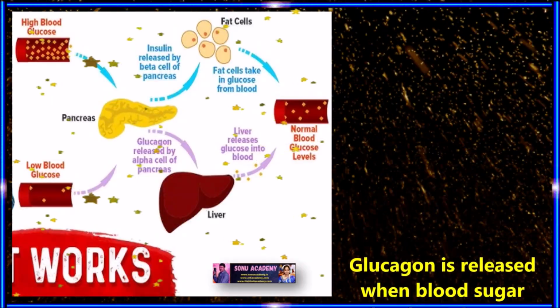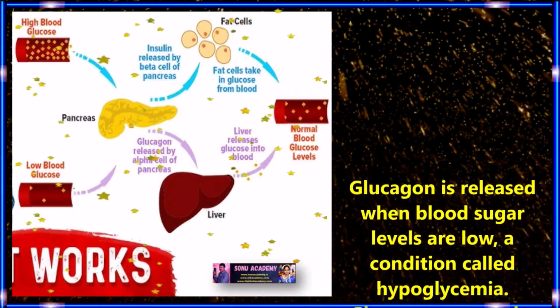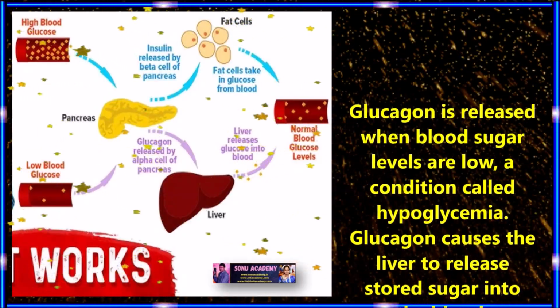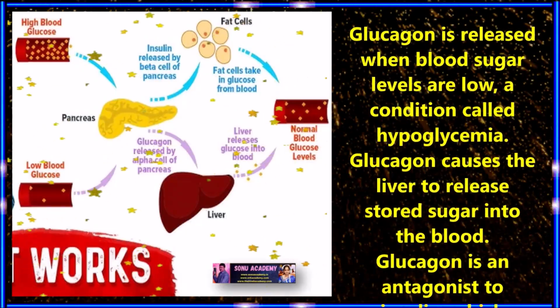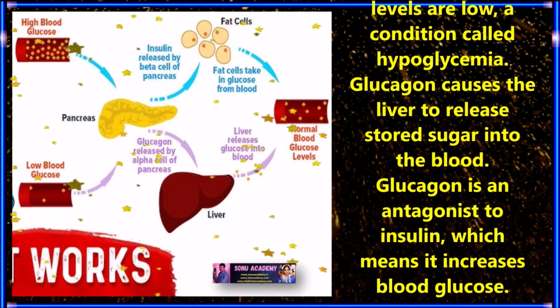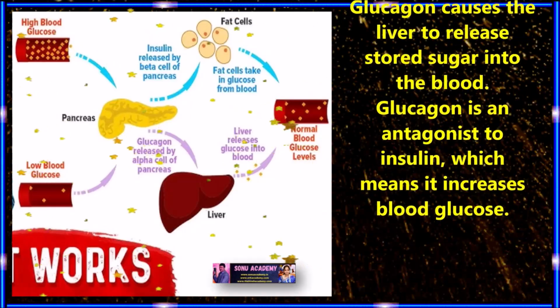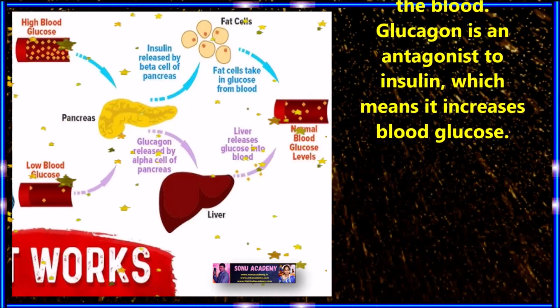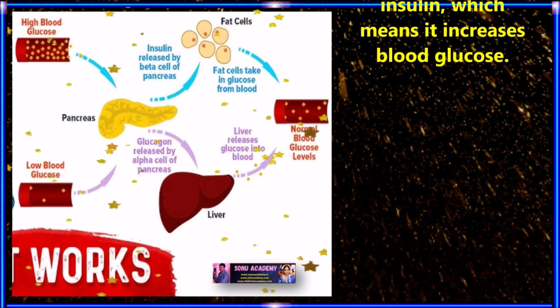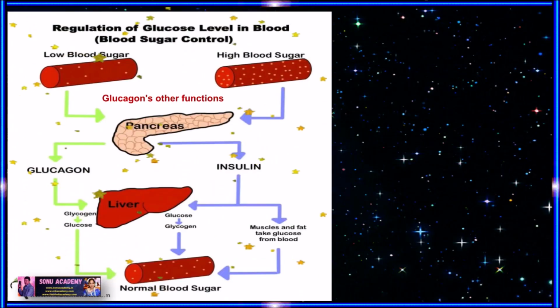Children, let us see how glucagon works. Glucagon is released when blood sugar levels are low, a condition called hypoglycemia. Glucagon causes the liver to release stored sugar into the blood. Glucagon is an antagonist to insulin, which means it increases blood glucose.